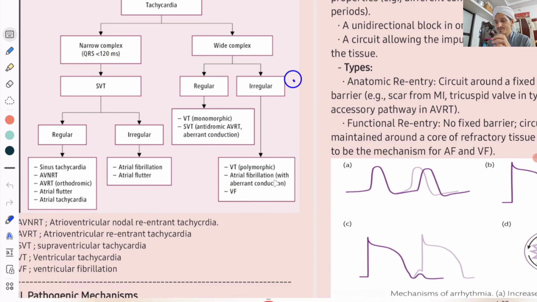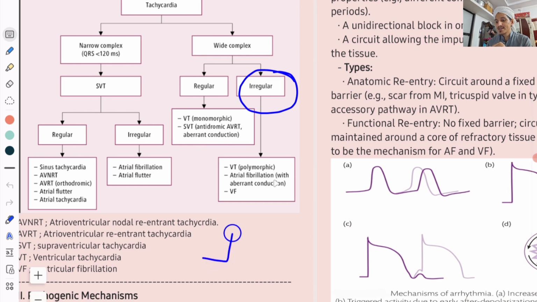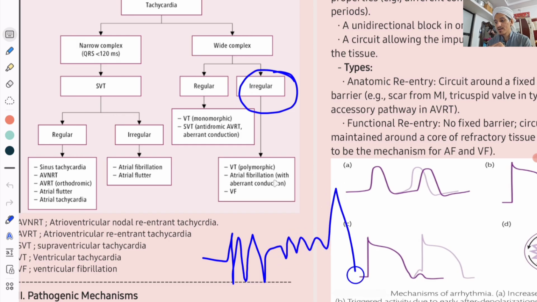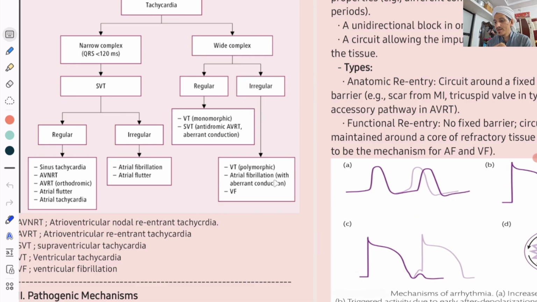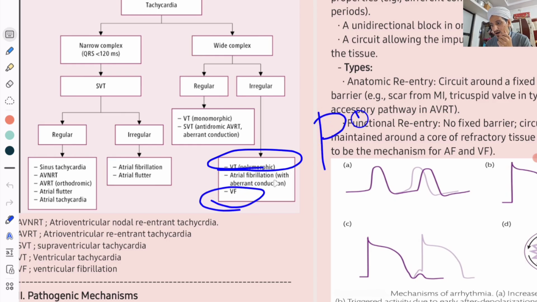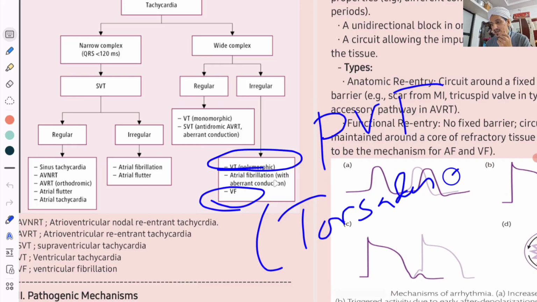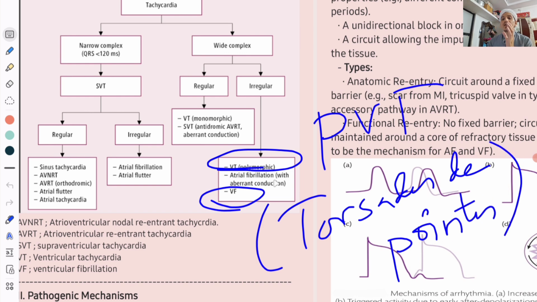Well, if it is an irregular wide complex tachycardia like this, I will show. Okay, so this is nothing but polymorphic ventricular tachycardia or ventricular fibrillation. Polymorphic ventricular tachycardia, also known as Torsades de Pointes. So wide complex tachycardia with irregular rhythm is nothing but Torsades de Pointes.